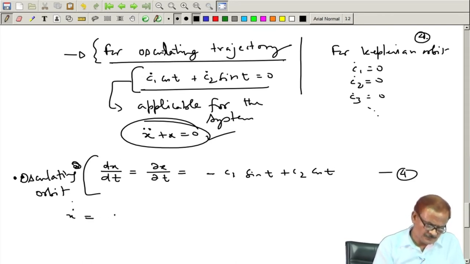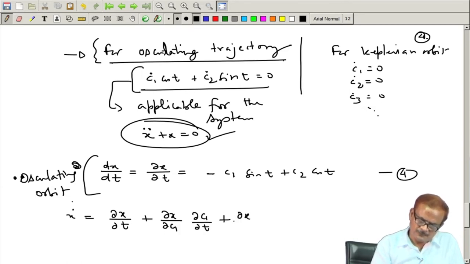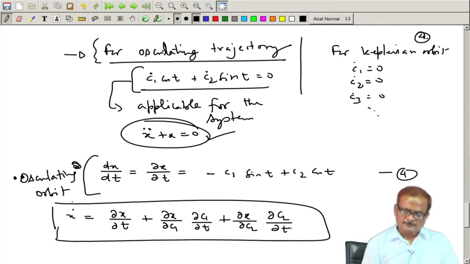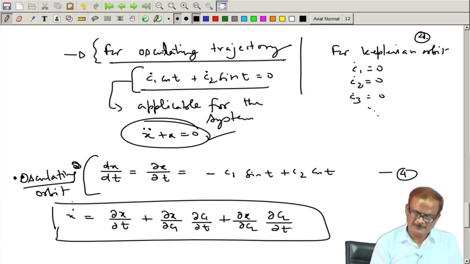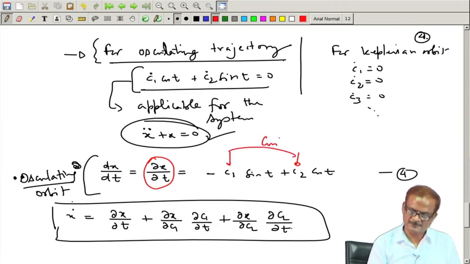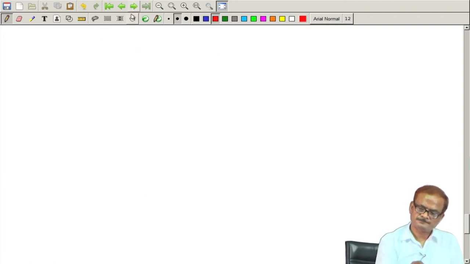So, we are utilizing this information: x dot equal to dou x by dou t plus dou x by dou c1 times dou c1 by dou t plus dou x by dou c2 times dou c2 by dou t. This information we are utilizing. This is true for the osculating orbit, for which remember we are writing in this fashion: the states are only a function of time, not of the parameters. Parameters turn out to be constants here. Okay.